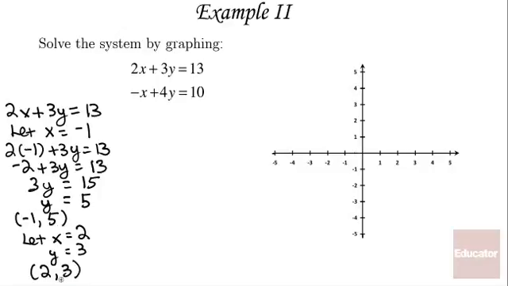So I have 2 points. I can go ahead and graph this. First point is x is -1, y is 5. For my second point, x is 2 and y is 3. Now I can connect these two to form a line and work on my second equation. -x plus 4y equals 10.